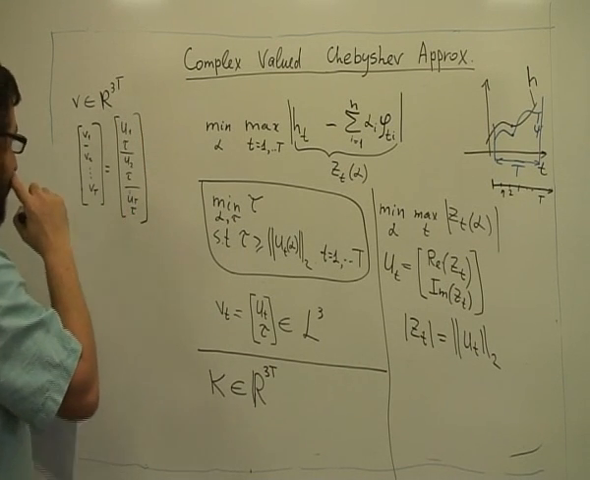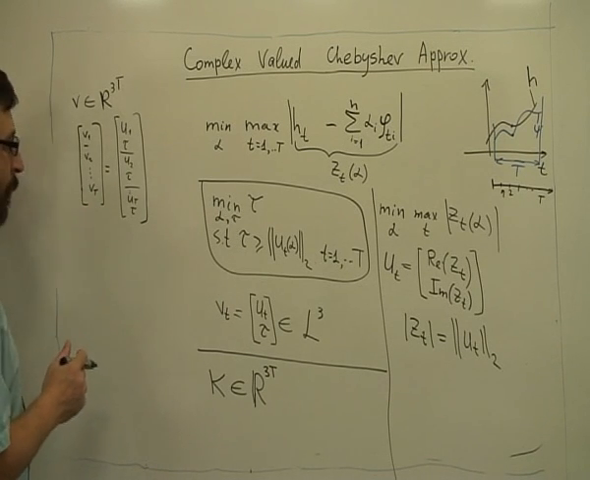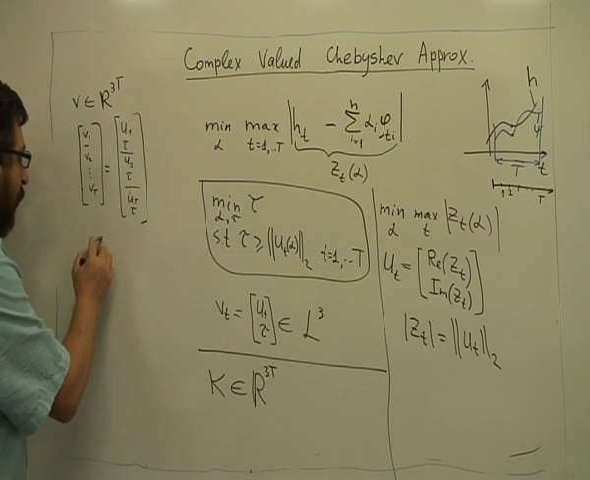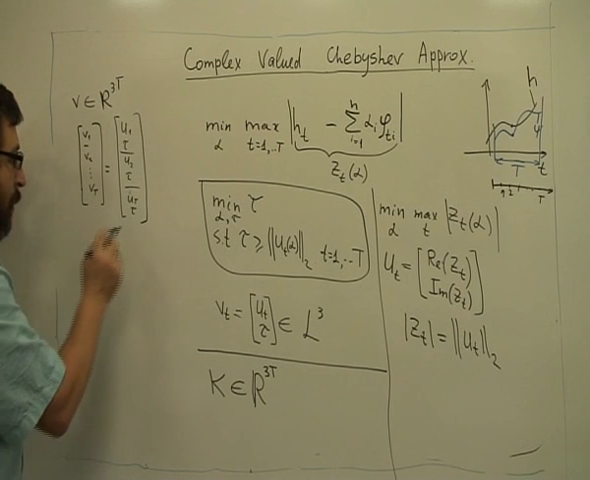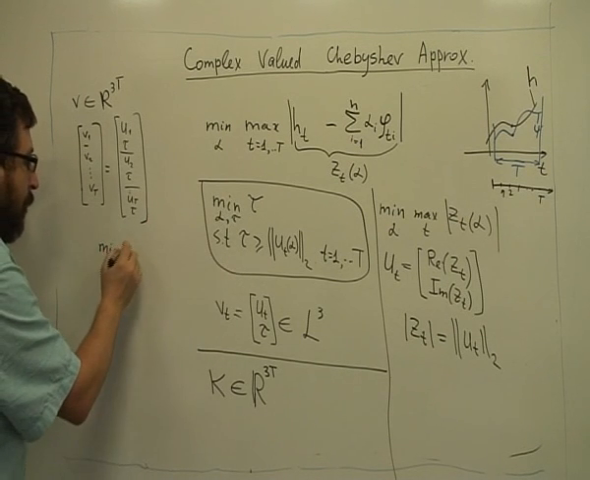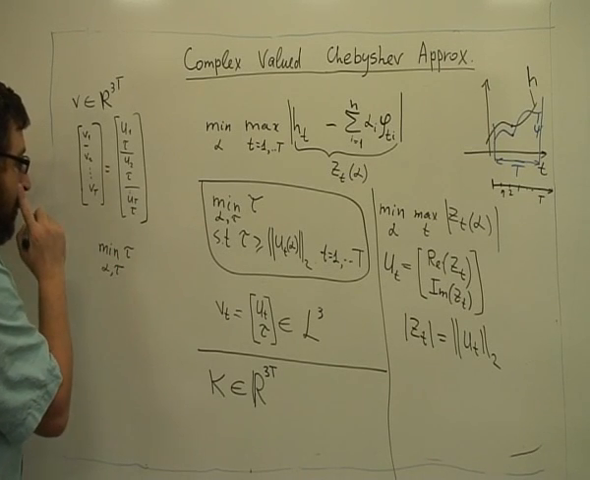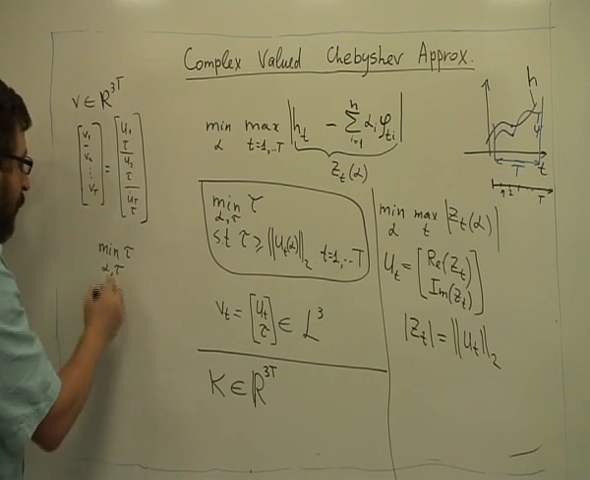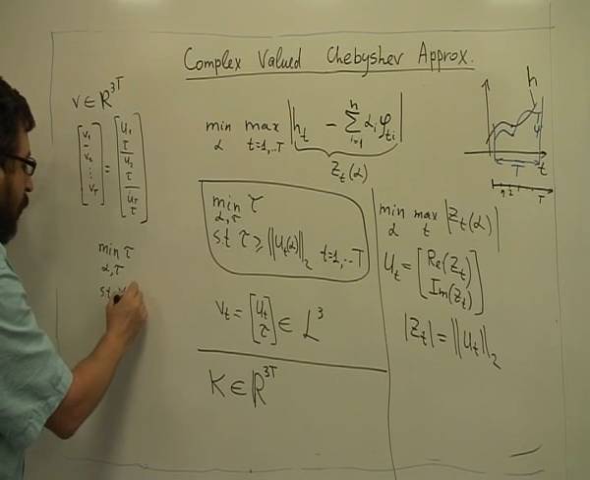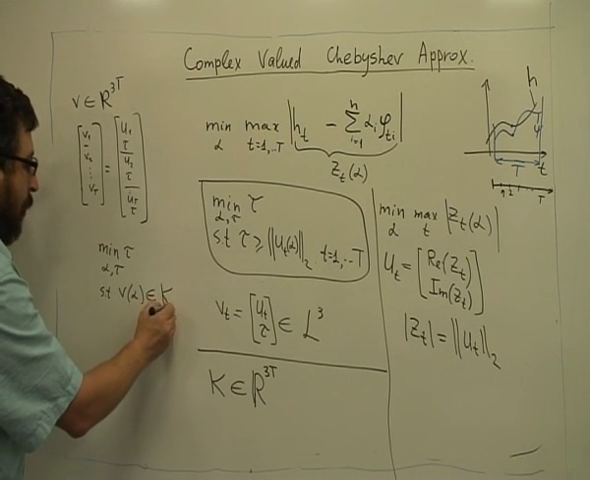Okay, and I want to build such a cone that my problem will look in the type: minimize, say like here, tau, alpha tau, subject to this vector V of alpha belongs to this cone K.